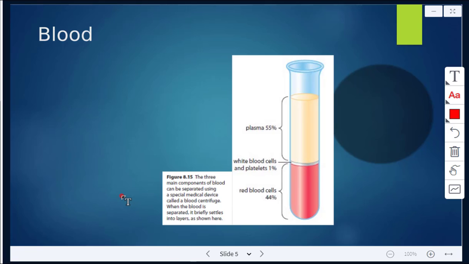All right, and these three main components of blood can be separated using a special medical device. It's called a blood centrifuge. When the blood is spun really, really fast in this centrifuge and then separated, it briefly settles into these layers that are shown here.